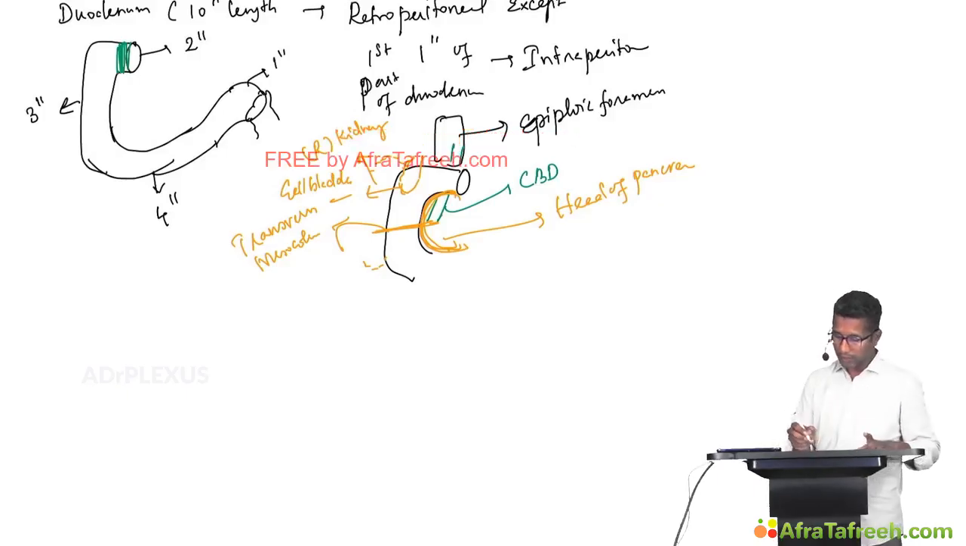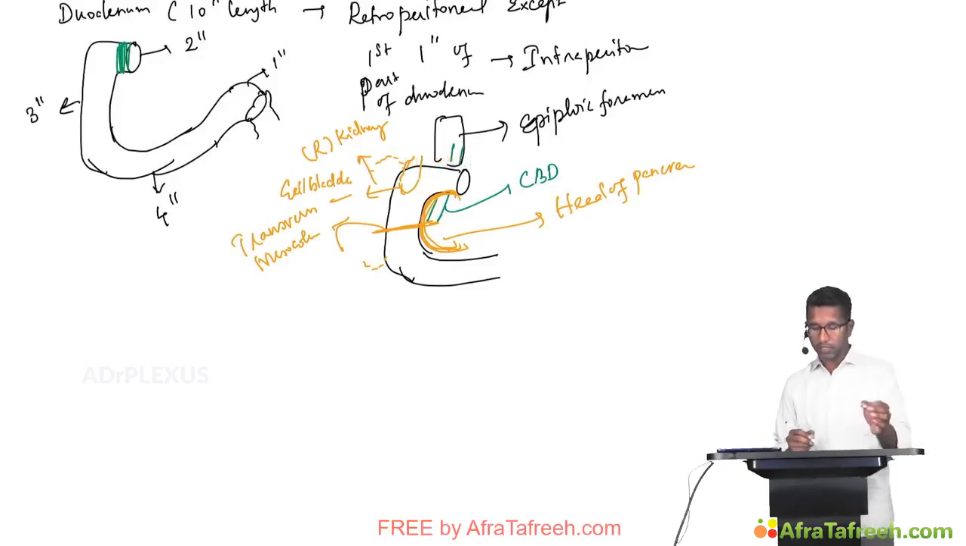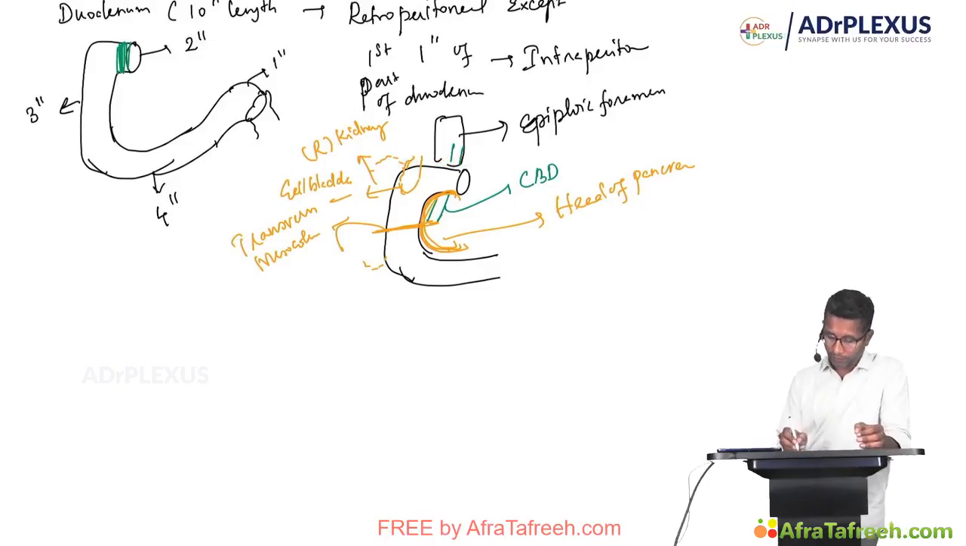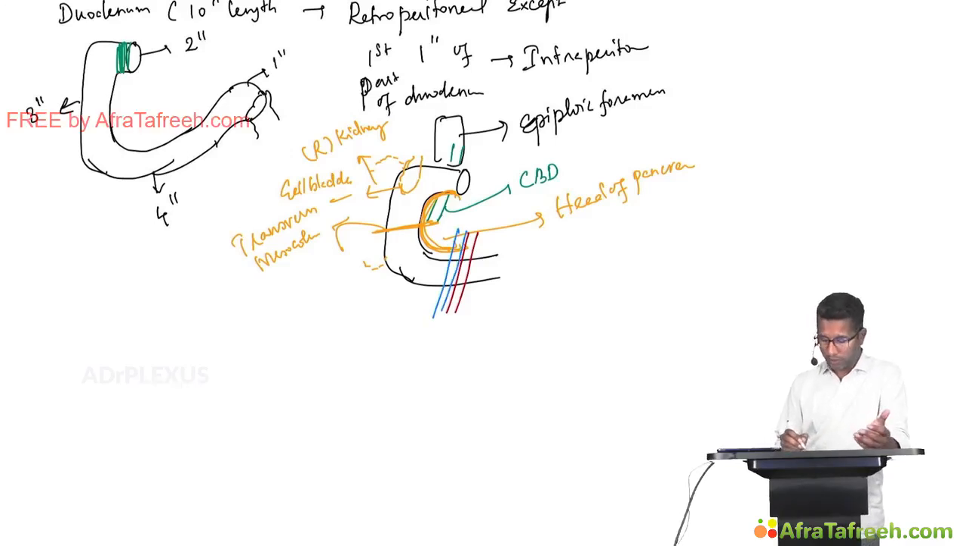If you see the next part of the duodenum, the third part, it is crossed anteriorly by one important set of vessels, the superior mesenteric vessels, okay. The superior mesenteric artery and the superior mesenteric vein cross anterior to the third part of the duodenum. This is the next very important relationship.